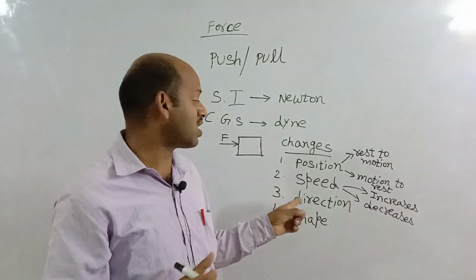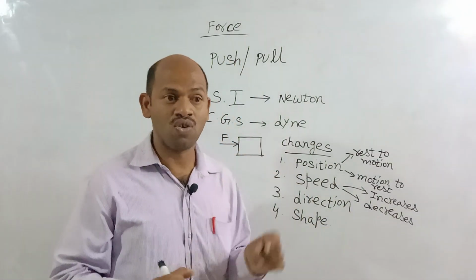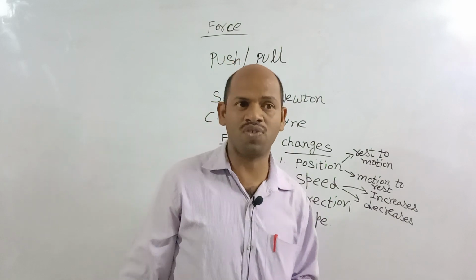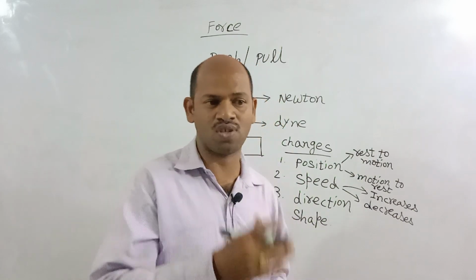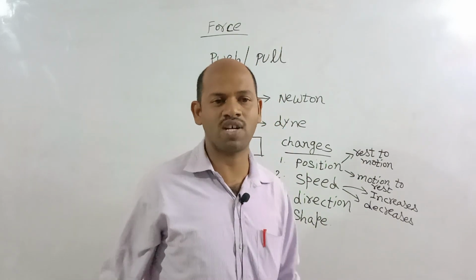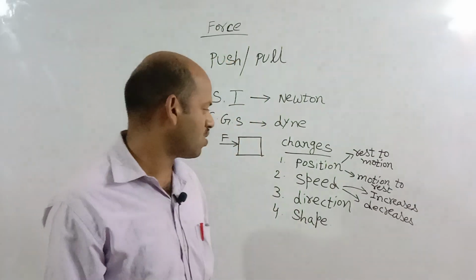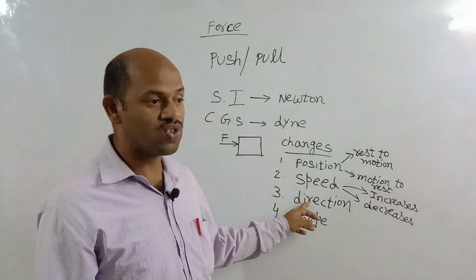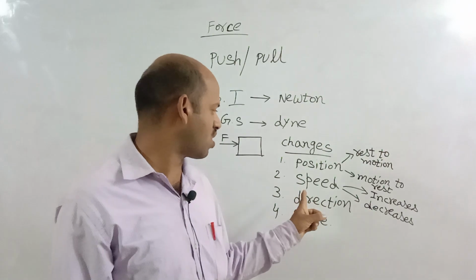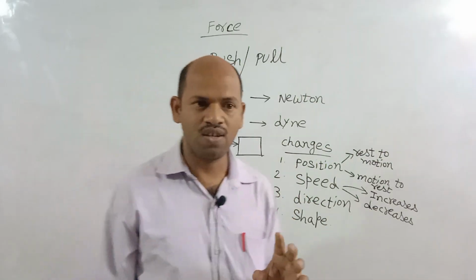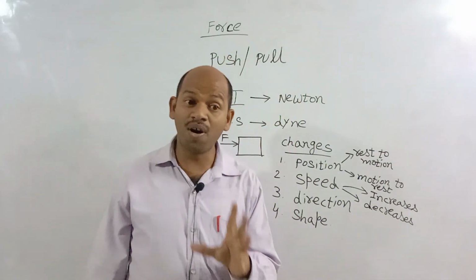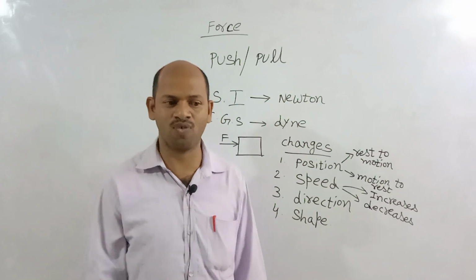So that is the change in direction. To change the direction of an object, we have to apply some force. Without applying force, we can't change the direction. So by applying force, we can change the direction of an object, and we can change the shape of an object also by applying force.